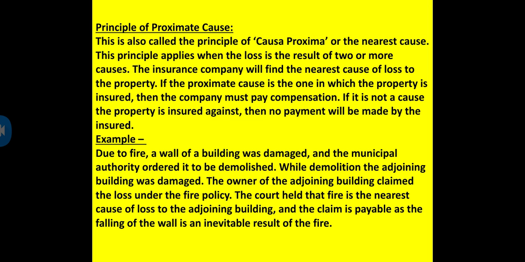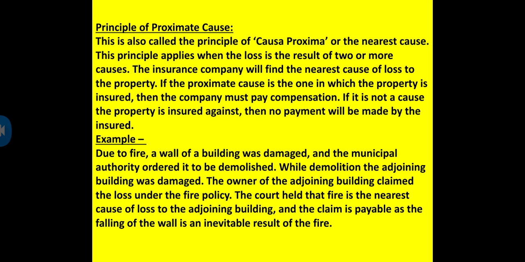Principle of proximate cause. This is also called the principle of causa proxima or the nearest cause. This principle applies when the loss is the result of 2 or more causes. The insurance company will find the nearest cause of loss to the property. If the proximate cause is the one against which the property is insured, then the company must pay compensation. If it is not a cause the property is insured against, then no payment will be made by the insurer.